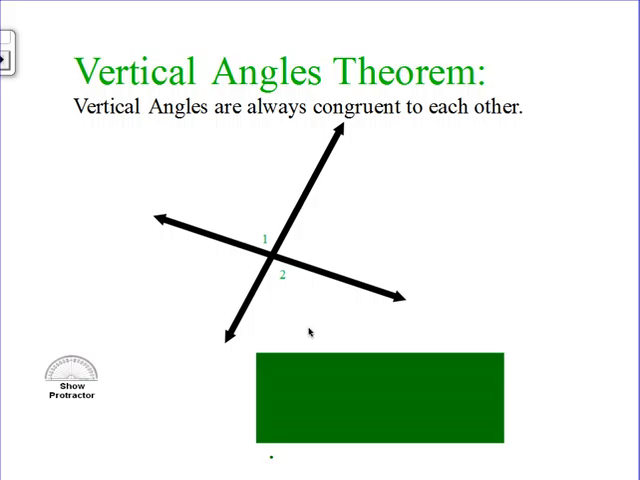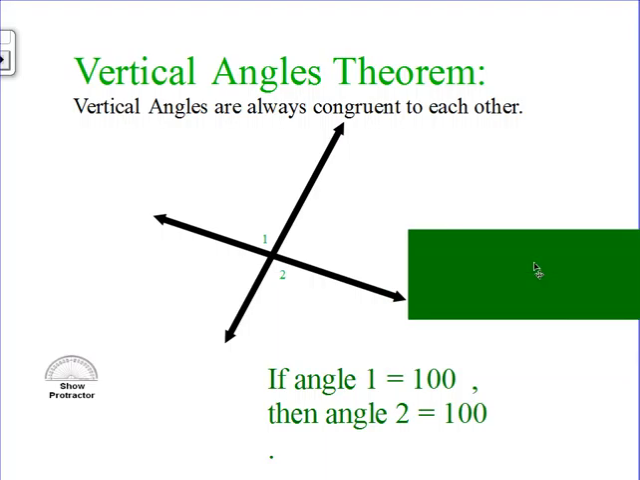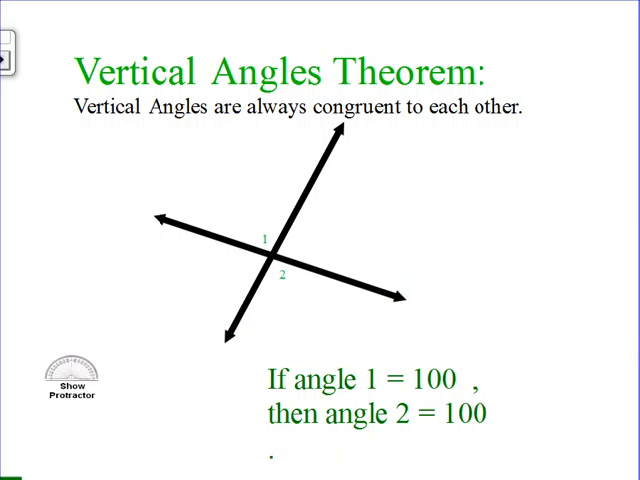We've already talked about the vertical angles theorem. Vertical angles are always congruent to each other. We can look at angle 1 and angle 2 and we know that they are congruent to each other. So if angle 1 is equal to 100, we know that angle 2 is equal to 100.